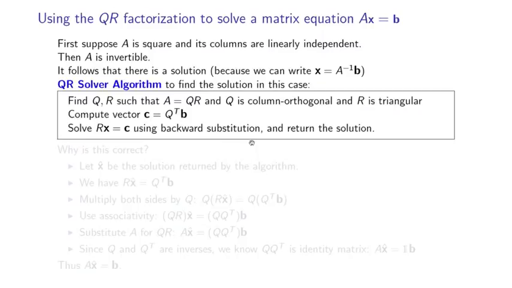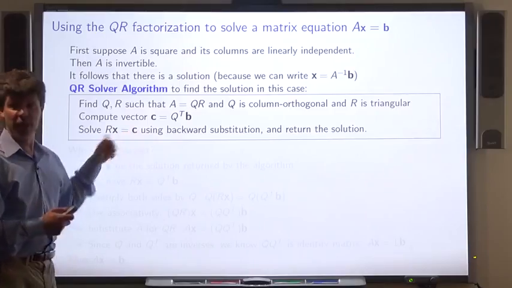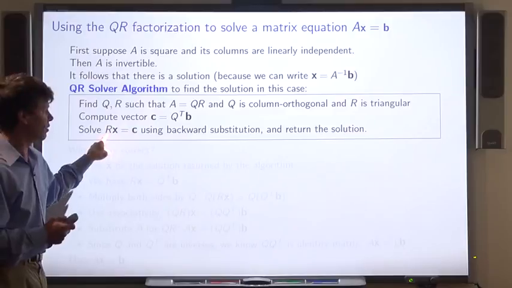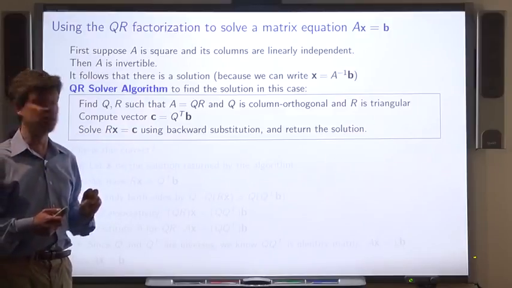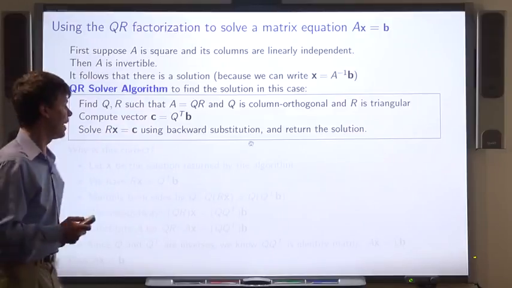Now, here's the algorithm that we can use in this case. First, we find a QR factorization, a pair of matrices Q and R, such that A equals the product of Q and R. Q is column orthogonal and R is triangular. Next, we compute the vector c by multiplying Q transpose times b. And finally, we solve Rx equals c. We can do that since R is a triangular matrix, so we can use backward substitution, and then return the solution.